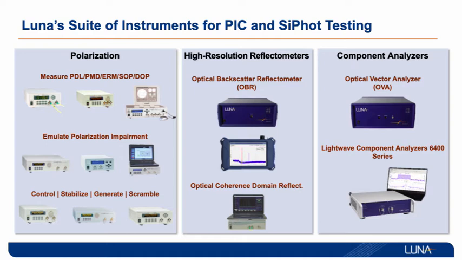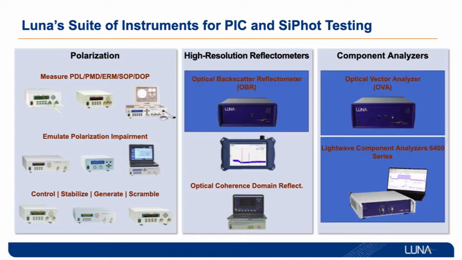For the webinar today, I'm going to cover the three here that I've highlighted in blue: our optical backscatter reflectometer, which comes in at the early stage, an R&D kind of development tool. And then we'll talk about the OVA, which bridges the gap between R&D and production. And our newest product for this category, our lightweight component analyzer, which is really aimed at more of the production type environments.